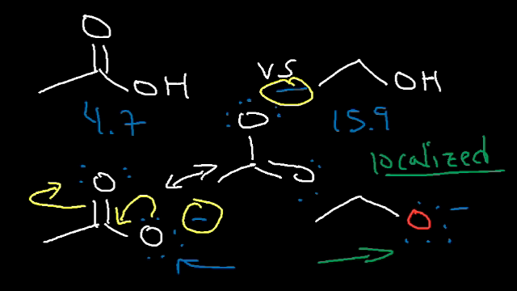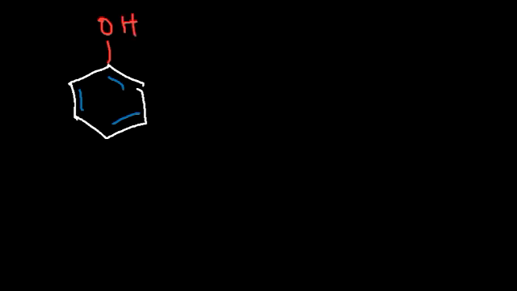So whenever you have lone pairs that are free to move, they're called delocalized electrons. So what you need to know here is that whenever you can draw resonance structures for a conjugate base, the more stable that conjugate base will be, and the acid is going to be a stronger acid. So let's look at another example that illustrates this fact. So let's compare phenol, which is a benzene ring and an alcohol, with cyclohexanol.